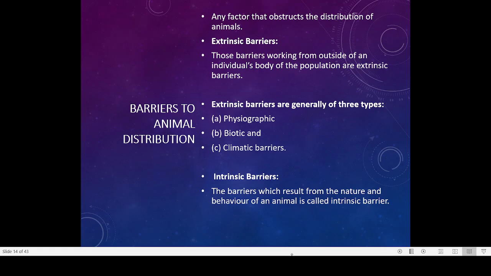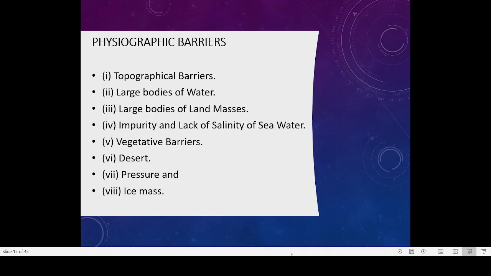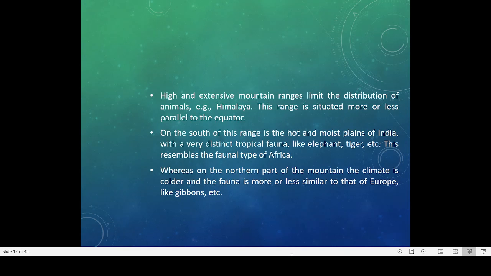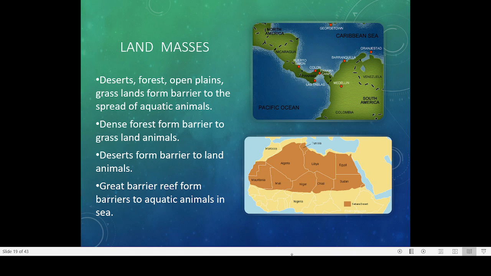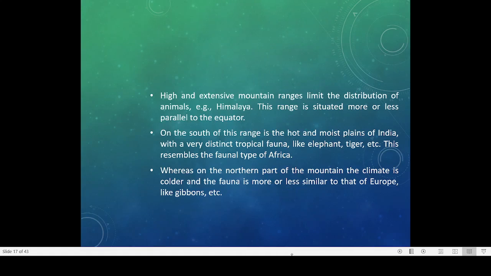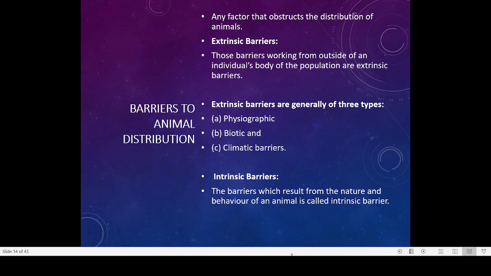Under the extrinsic barrier, you must explain the physiographic barrier, then the biotic barrier. Biotic barrier simply means vegetative barrier. Then the climatic barrier. Climatic barrier is also another type, and about the climatic barrier also we will be studying soon. So these are the different types of barrier that you have to keep in your mind.